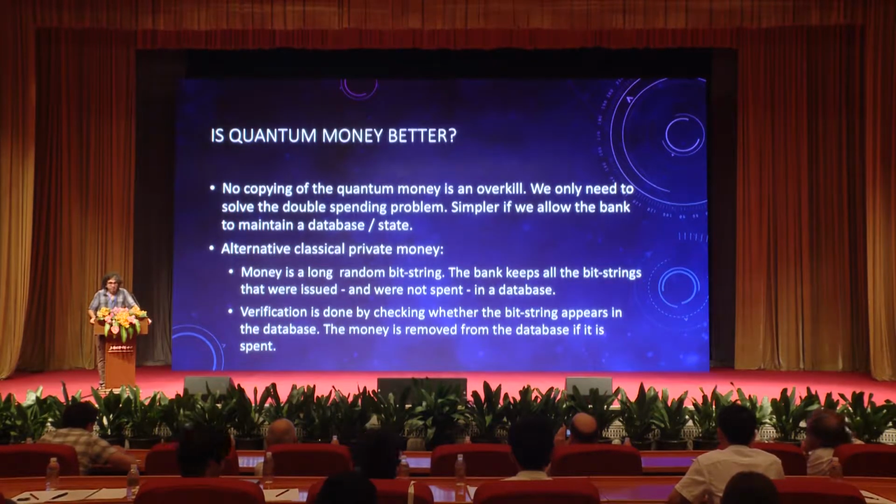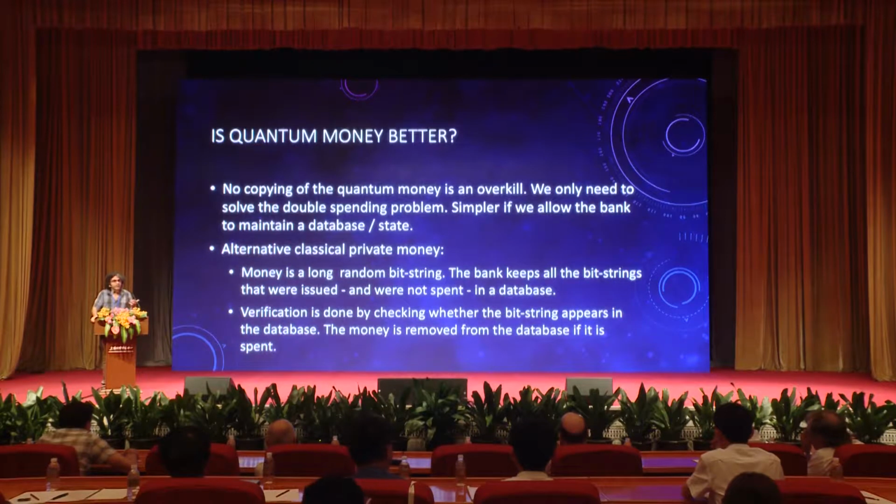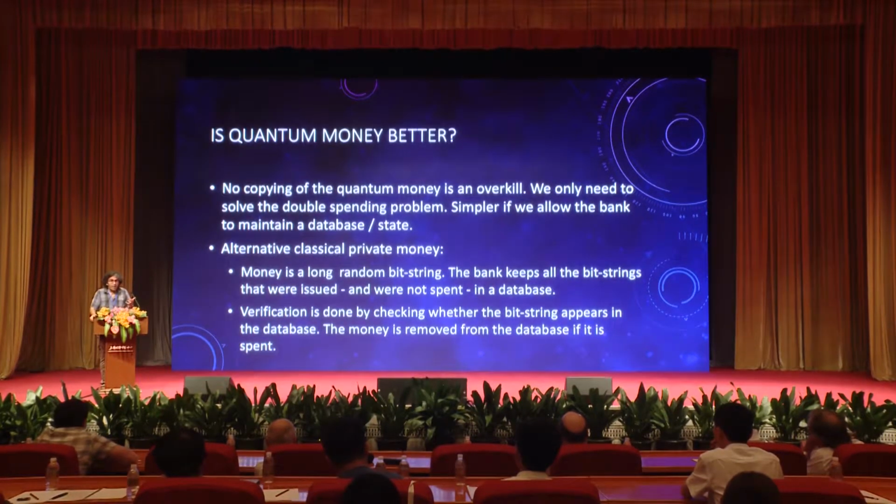Okay. So now I'm going to ask something that might sound silly. Why do we actually need at least private quantum money? In what sense is it better? So I argue that we asked for the property that if I give you a quantum money state, you shouldn't be able to copy it. But this is an overkill. In some sense, what we're really interested in solving is something called the double spending problem. The double spending problem simply means that you use your same coin twice and get 2 coffees with $1.